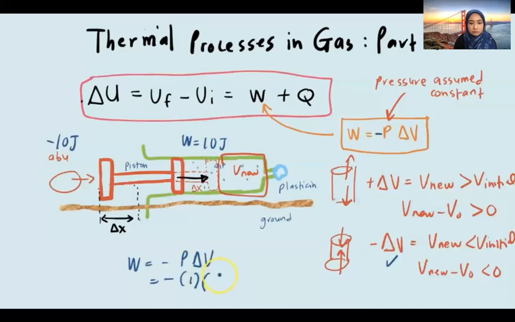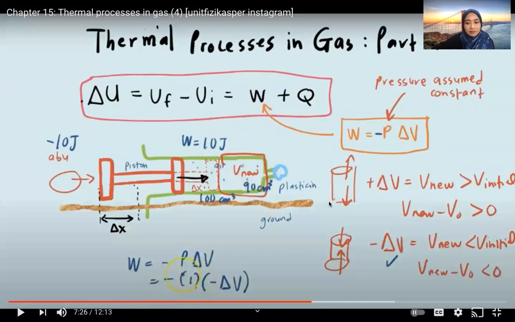And then our delta V: our V new is smaller than our V initial because Abu is pushing the piston. The volume inside the gas becomes smaller, so it is a negative change in volume. Previously, the volume was, let's say, 100. After Abu pushed it, it became what? It became like 90 centimeter cube. So 90 minus 100 is a negative 10. Negative 10 is the negative delta V.